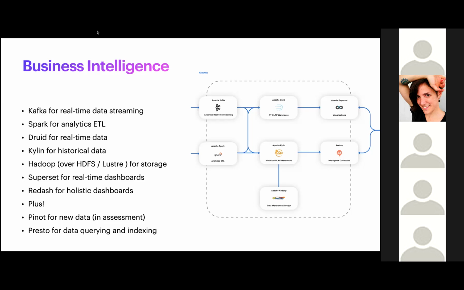Added a few extra things at the end of what I started adding last year to this solution, which is Pinot for new data. We're still reviewing that. And then Presto for data querying. So that's the Facebook aggregation for data querying.